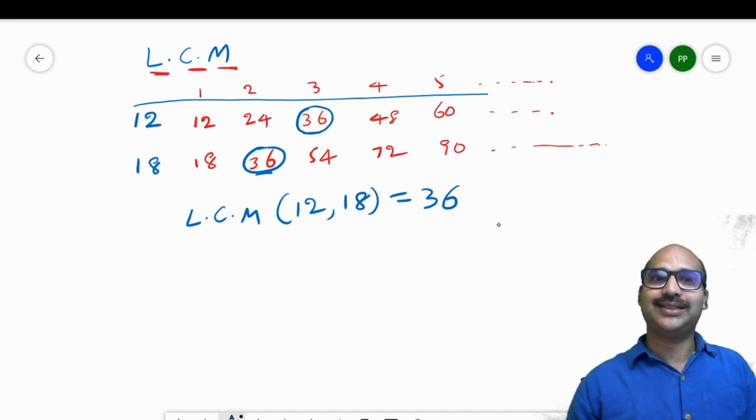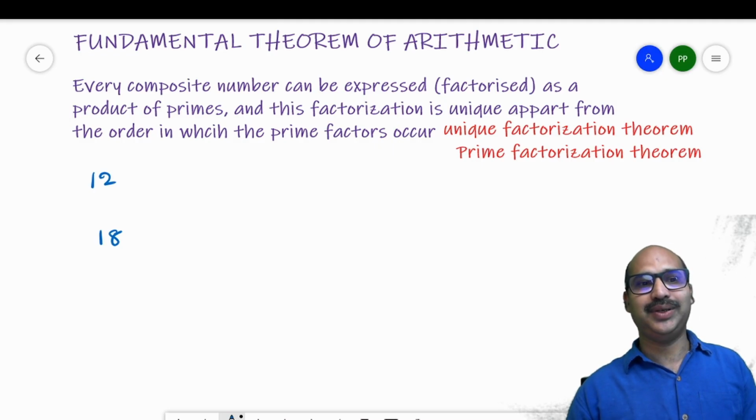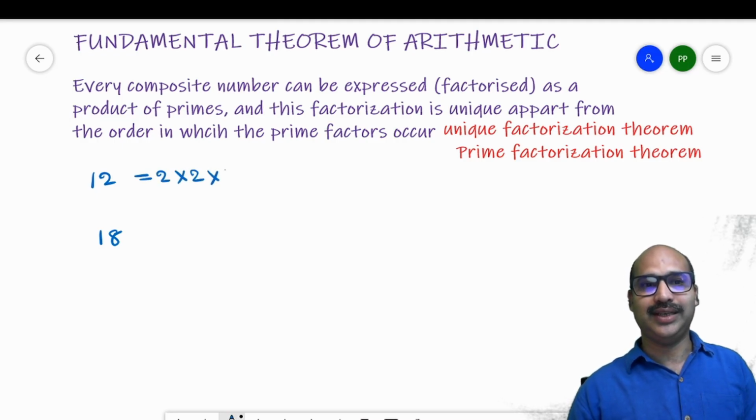Now let us understand about the fundamental theorem of arithmetic. Here we are. Let us consider two numbers, 12 and 18. As we know, 12 can be written as 2 into 2 into 3.